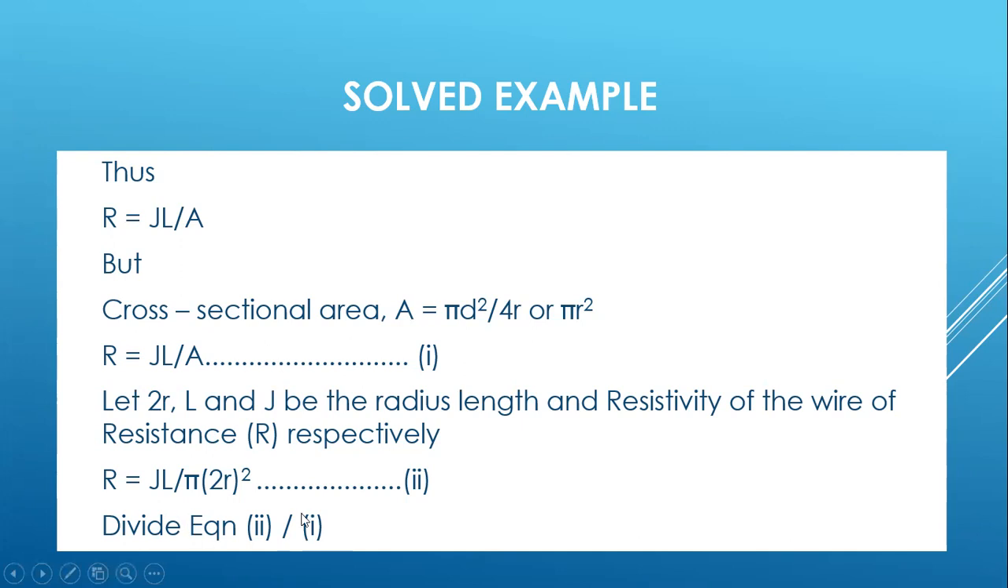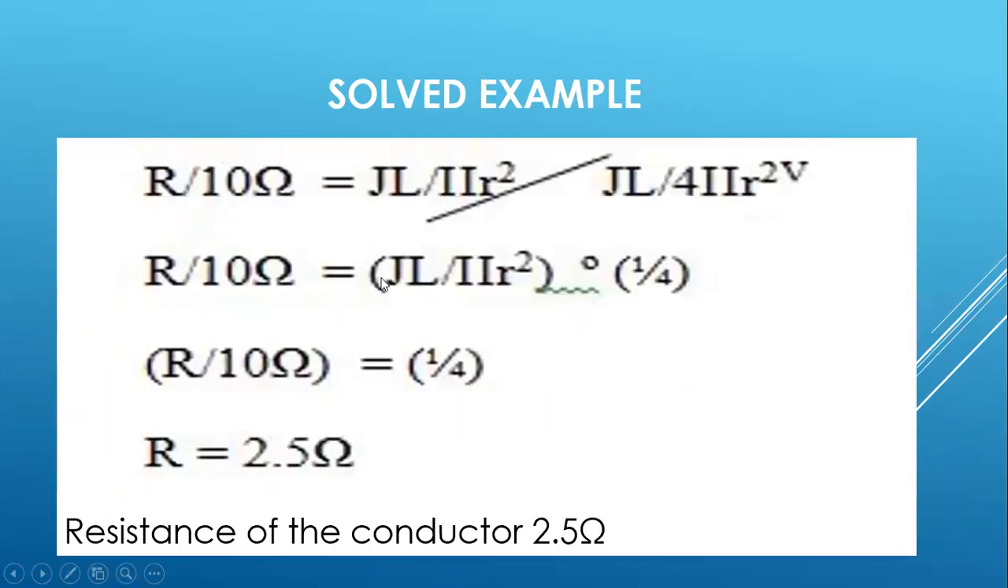Now, if we divide these two equations, equation 2 divided by equation 1, and substitute the value of the resistance, 10 ohms, then the pi r squared will cancel out. So we remain with R upon 10 ohms equals pi r squared upon pi (2r) squared, and that is 1 over 4. So R upon 10 ohms is equal to 1 over 4. To find the value of R, you cross multiply and later on the value of R will be 2.5. So simply the resistance of the conductor is 2.5 ohms.